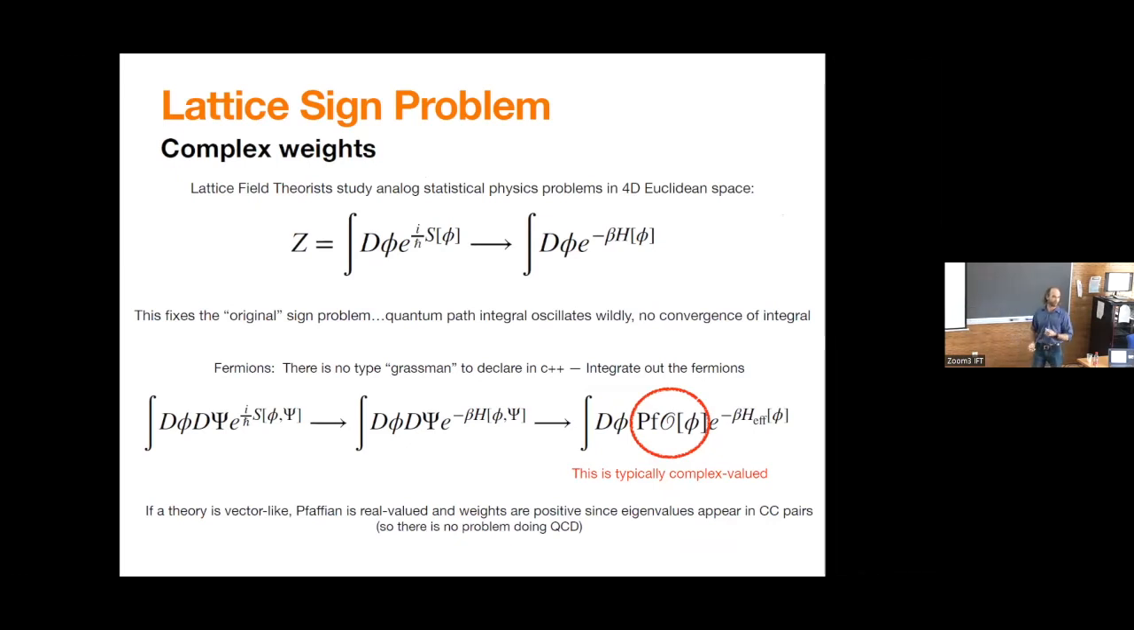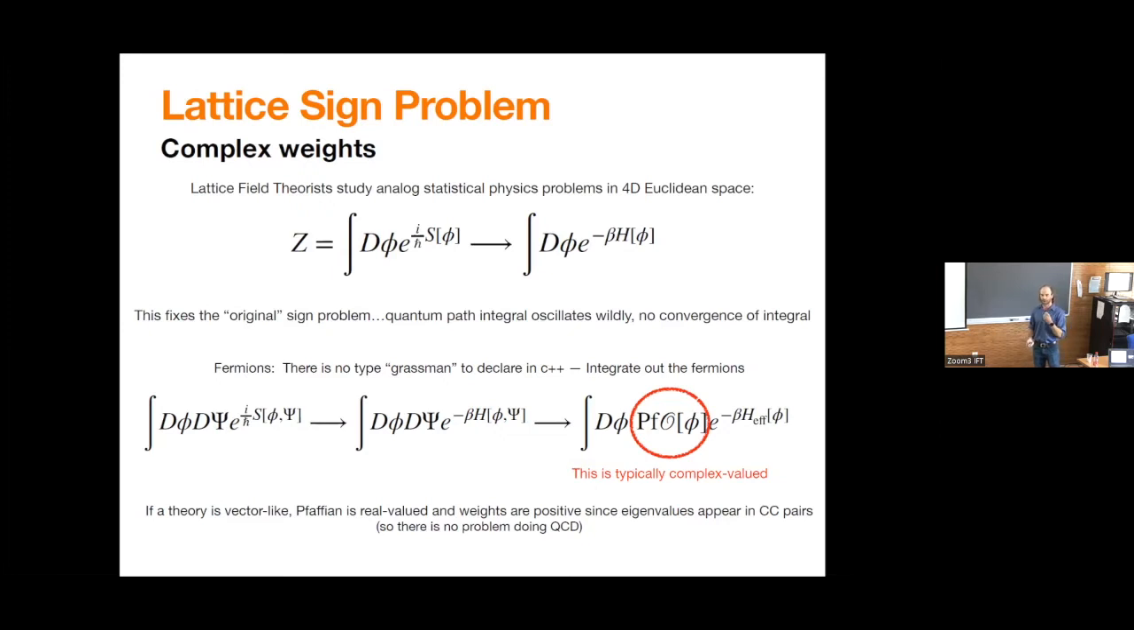And the problem is one of complex weights in the partition function. It's sort of the original sign problem: if I want to do a quantum mechanical path integral, there's an i in the exponential, and this is a solvable sign problem. You Wick rotate, and lattice field theorists, rather than studying this, study an analogous four-dimensional Euclidean space statistical physics system from which you get the correlation functions that then correspond to the correlation functions for the quantum mechanical system. And so this fixes this first sign problem.